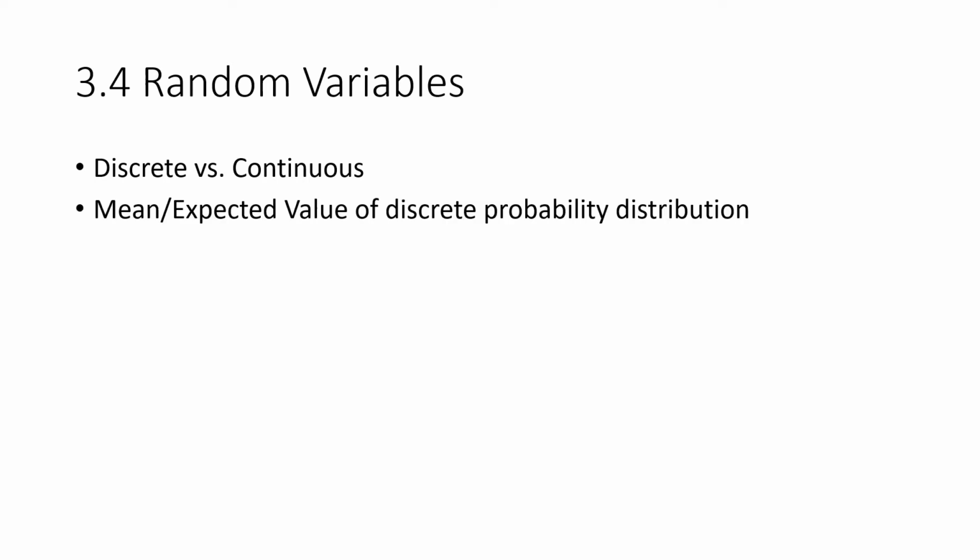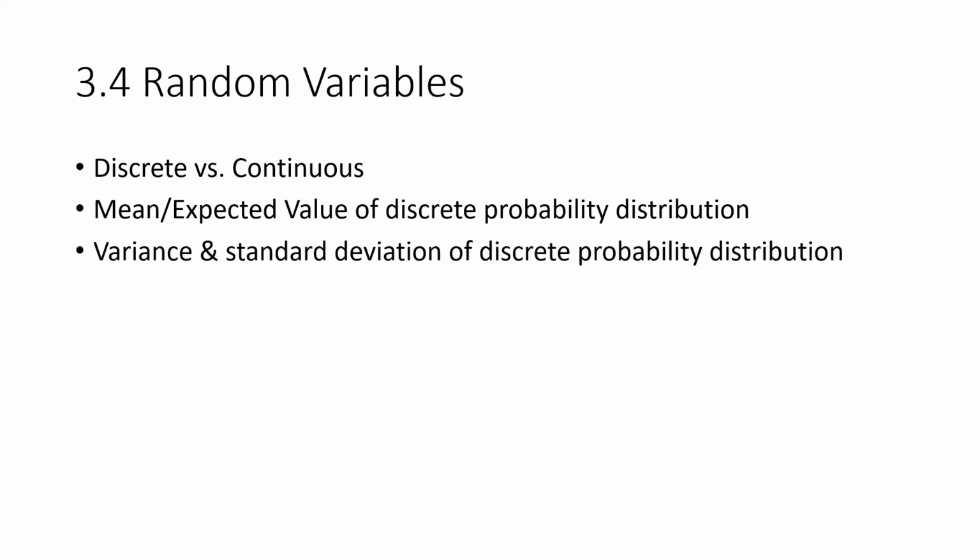Section 3.4 will focus on random variables. There are two main types of random variables, discrete and continuous, and we'll learn how to distinguish between them. And then we'll look at probability distributions and learn how to calculate the mean or expected value of a discrete probability distribution. We'll also see how to calculate the amount of variation we'd expect in a random variable using the variance and the standard deviation for discrete probability distributions.